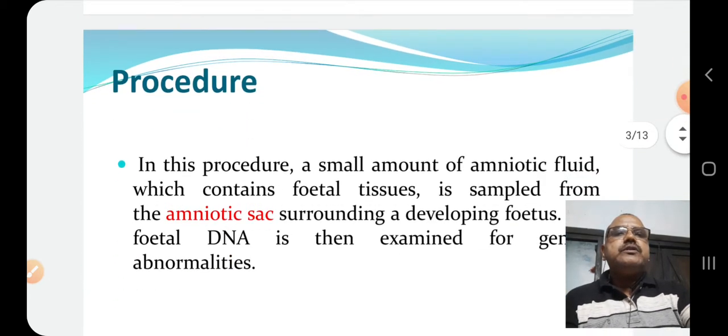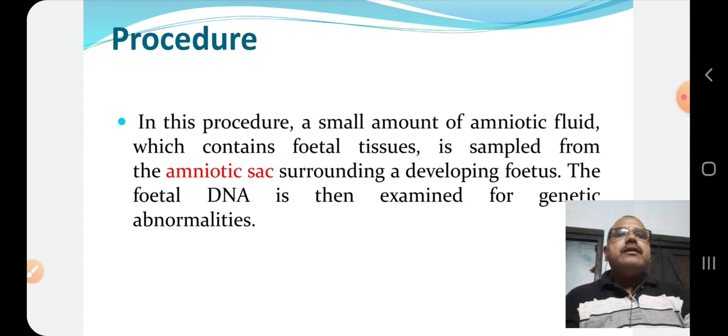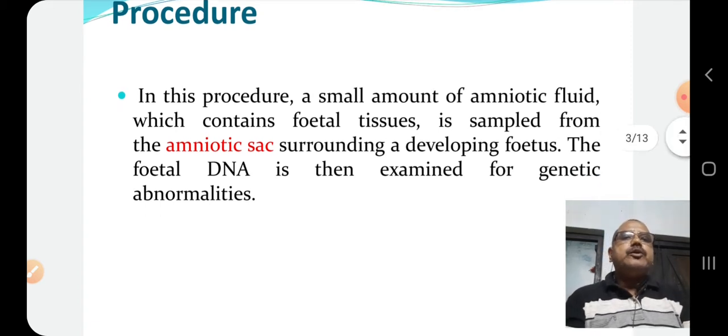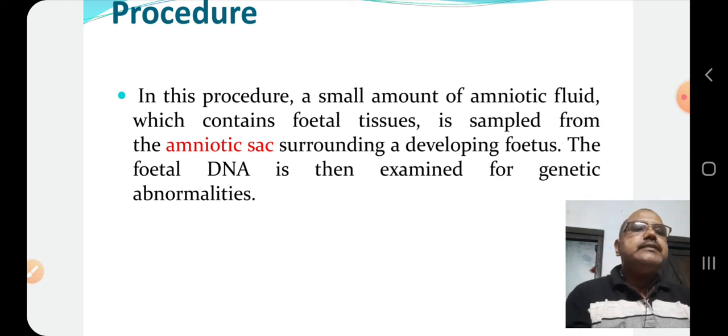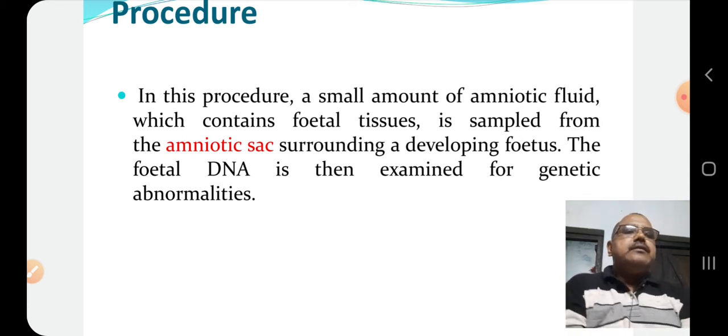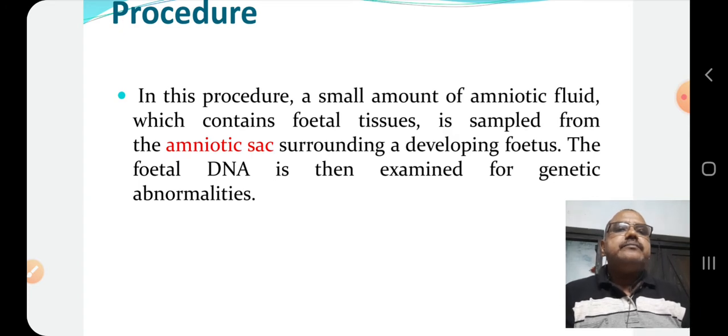Let us go to the procedure in amniocentesis. In amniocentesis, a small amount of amniotic fluid, which contains fetal tissues, is sampled from the amniotic sac. Then the fluid is analyzed in the laboratory to find out whether genetic abnormalities or infectious disease are present in the fetus. Specifically, amniocentesis is carried out to examine the DNA of the fetus in order to find out genetic abnormalities.